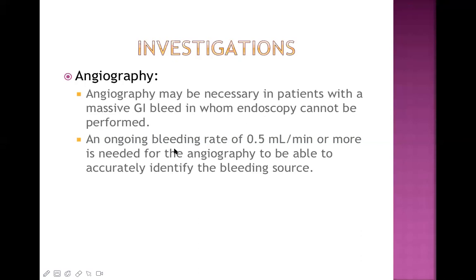And there is one indication, an ongoing bleeding rate of 0.5 ml per minute or more is needed for the angiography to be able to accurately identify the bleeding source, because that dye which we have injected when we do angiography should come out from the blood vessel, then in the X-ray it is seen. So at least the bleeding of 0.5 ml per minute should be there.